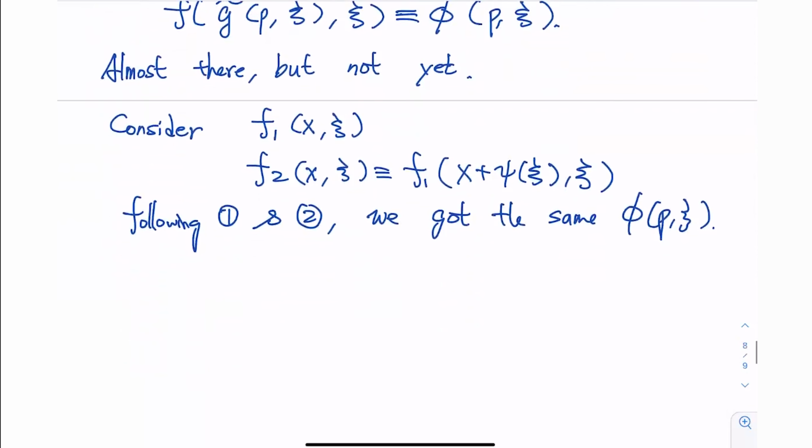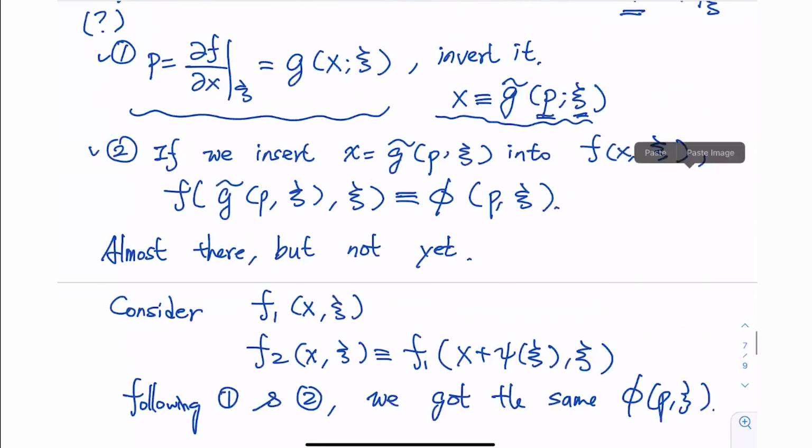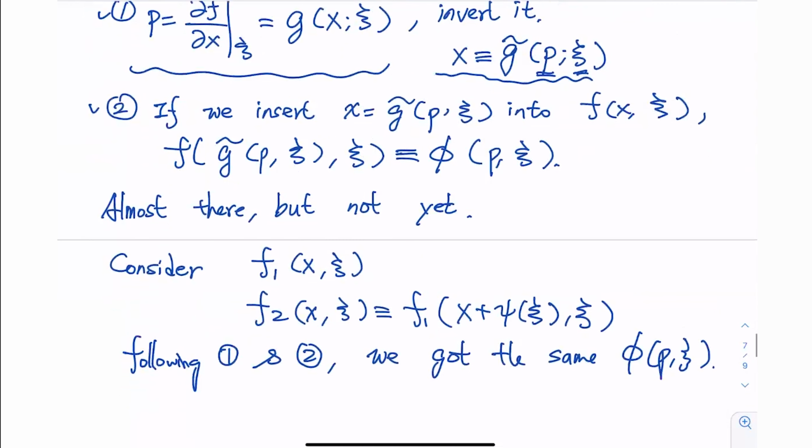And so what that means is that this procedure using step 1 and step 2 did not really give us a unique answer. That's a problem, because if we want to faithfully represent our original function, it had better give me the same result. Otherwise, there's some problem with this procedure.